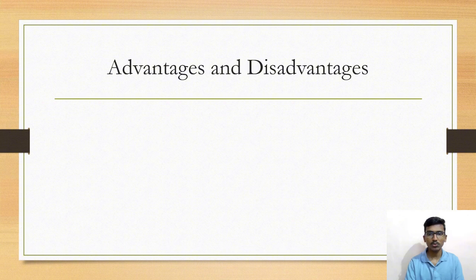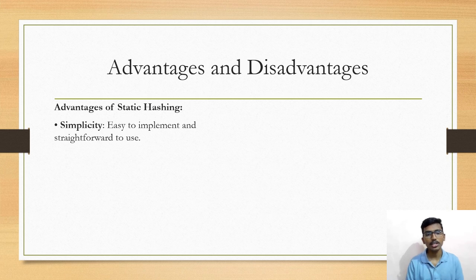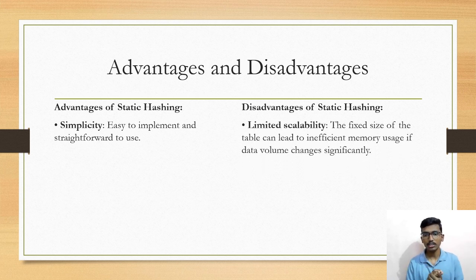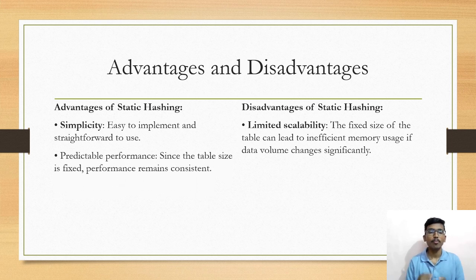Advantages and disadvantages of hashing. Advantages of static hashing: simplicity, easy to implement and straightforward to use. Whereas disadvantages of static hashing: limited scalability. The fixed size of the table can lead to inefficient memory usage if data volume changes significantly. Predictable performance. Since the table size is fixed, performance remains consistent.